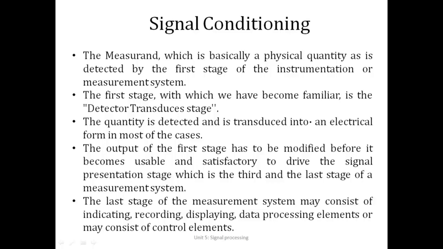So the first stage is detector stage. Second stage involves converting it into some electrical output, and then the output of the first stage has to be modified before it is usable and satisfactory to drive the signal presentation stage, which is usually the last stage of the instrumentation system. Okay, so the last stage actually involves indicators, recorders, display, data processing, or maybe some control elements, or maybe data logging or something. So to make that signal appropriate enough, firstly for the user to understand, and secondly the signal has to be made so powerful that it is able to drive the circuits that are attached to it.